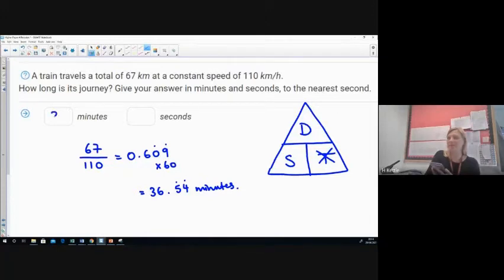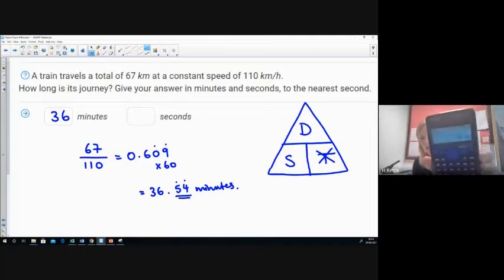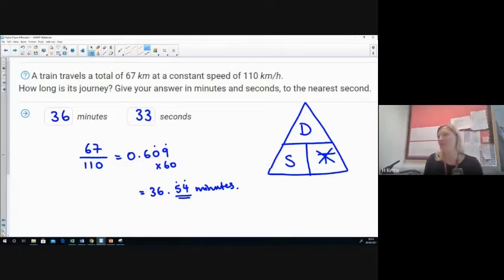I know it's going to be 36 minutes, but I've got this annoying fraction, and I'm going to actually have to times this bit by 60 as well to work out how many seconds that is. So I'm actually going to subtract 36 from my answer. So I've currently got 36.54 occurring. I'm going to take away the 36 because I've dealt with that. And that leaves me with the 0.54 occurring. If we times that by 60, that tells us that it's actually 32.72 seconds. So that's going to be 33 to the nearest second. So 36 minutes and 33 seconds.